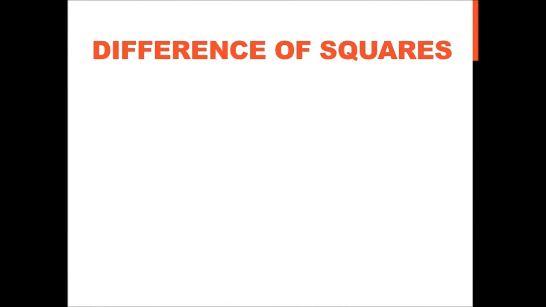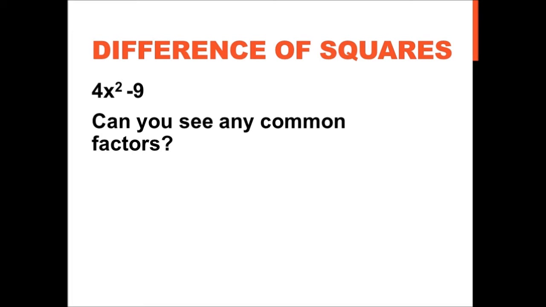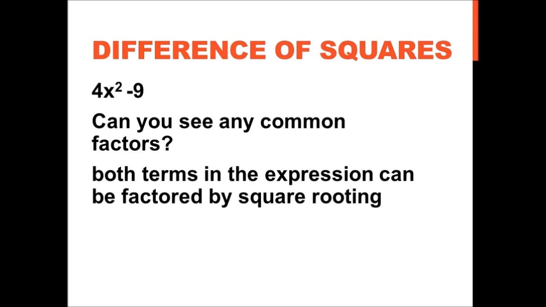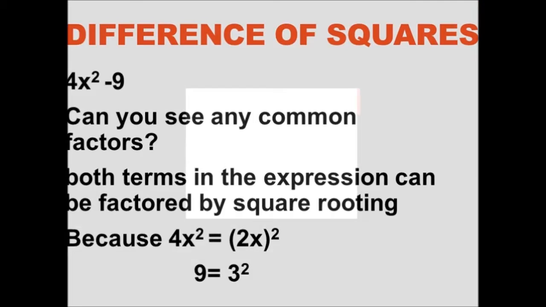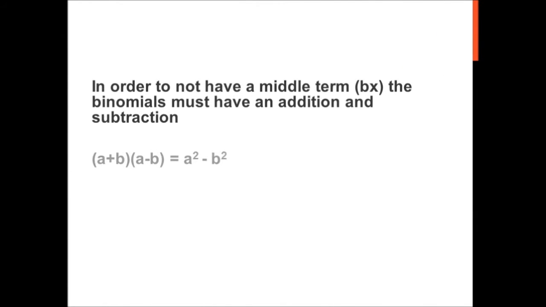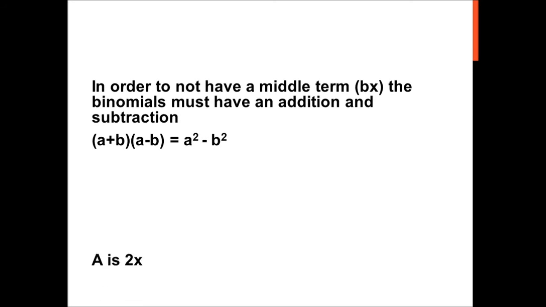Difference of squares. 4x squared minus 9. Can you see any common factors? Both terms in the expression can be factored by square rooting. This is because 4x squared is the same as 2x squared, and 9 can also be written as 3 squared. In order to not have a middle term, the binomials must have an addition and subtraction.